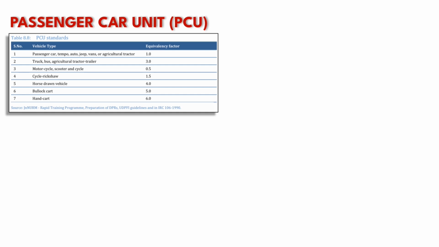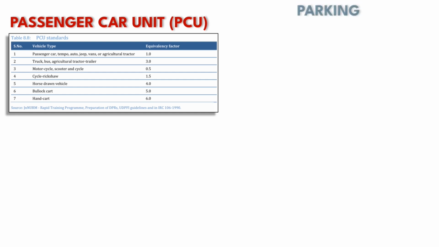From PCU value, we can calculate the capacity of a road, as this table is used to determine the space requirement for a particular kind of vehicle. In exams, PCU value of various vehicles can be asked, especially of truck, bus and cycles. So truck and bus have the PCU value of 3 and cycle has the value of 0.5.